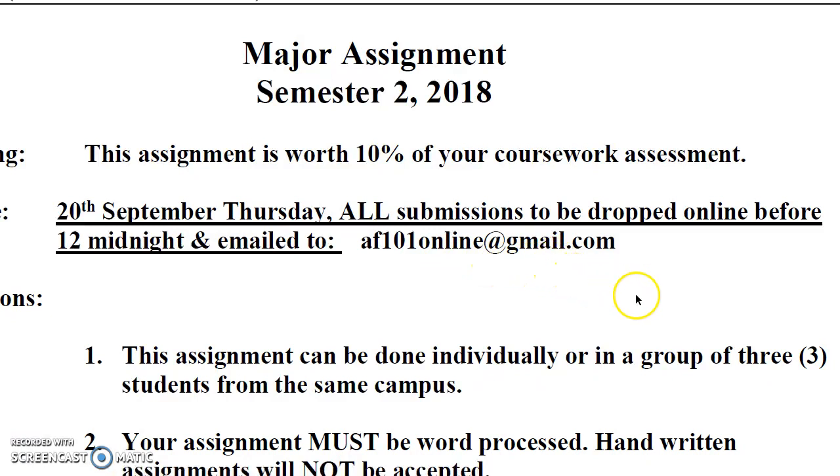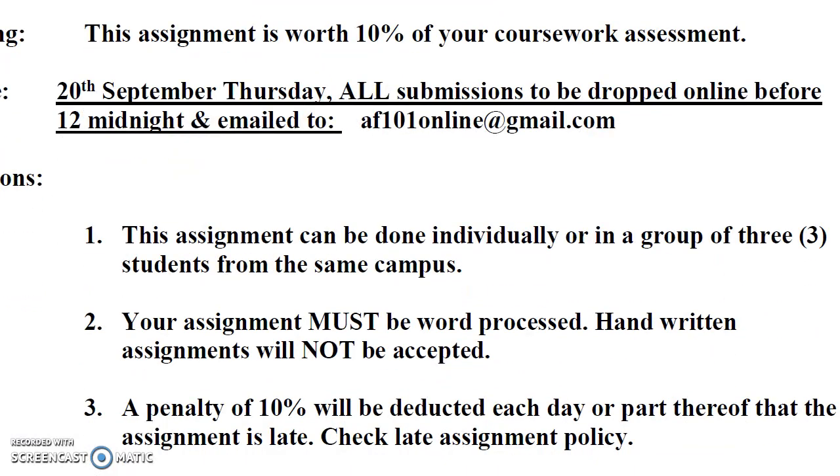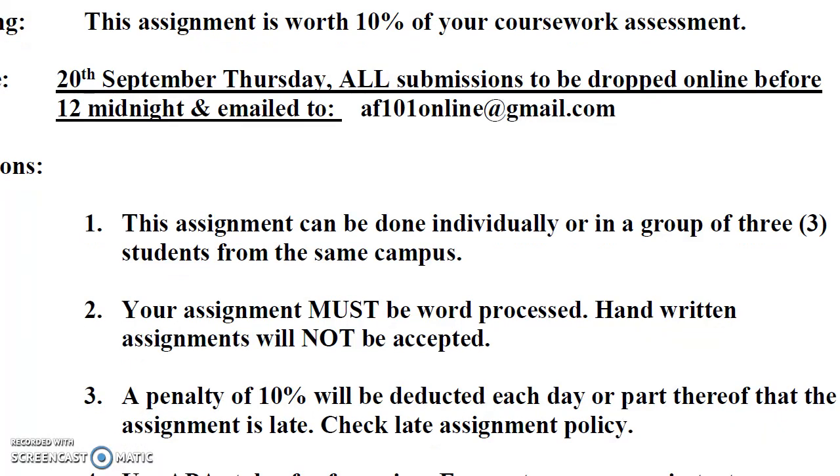Okay, the reason being our assignments are normally marked externally, and I will be giving the marker access to that email account to be able to access all your emails. Plus, I'll be looking at the online submissions on Moodle. So please ensure that you do submit online and also to that AF11 online Gmail account.